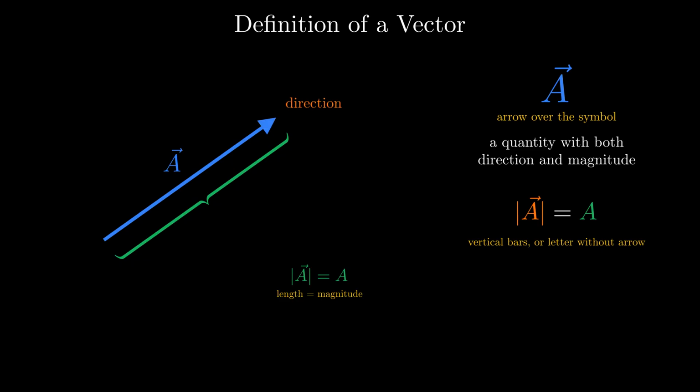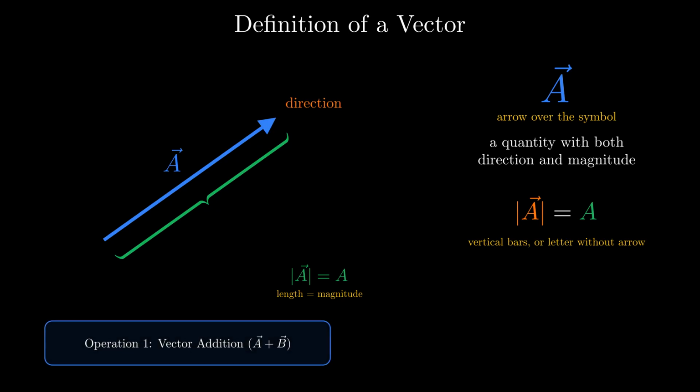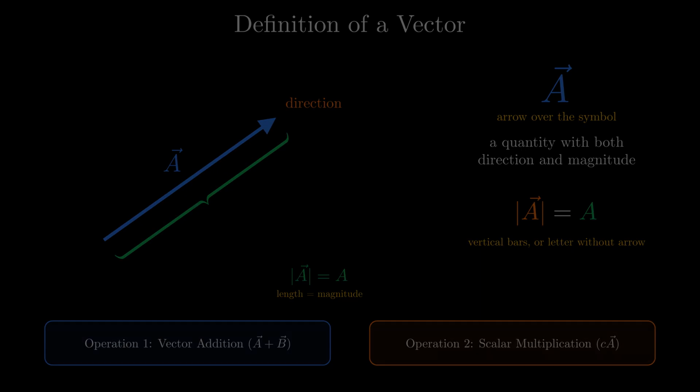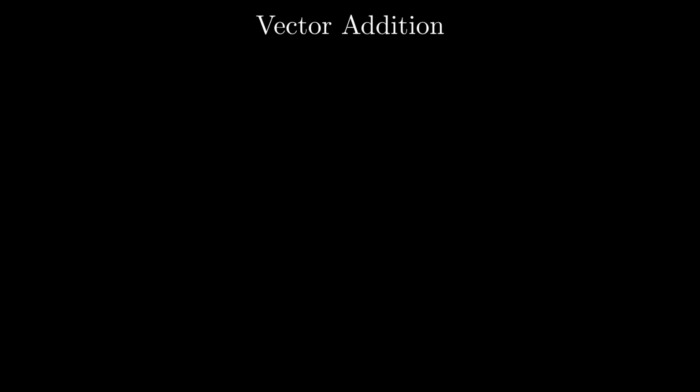Two operations define how vectors behave. Operation 1, vector addition, combining two vectors into one. Operation 2, scalar multiplication, multiplying a vector by a real number. Vector addition is defined geometrically. Take vectors A and B. Their sum is a new vector, C equals A plus B.